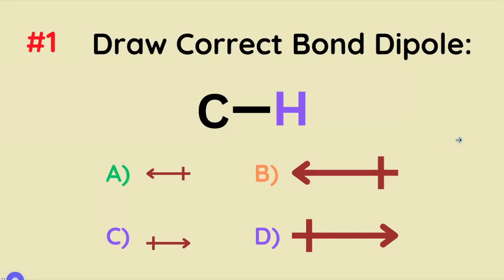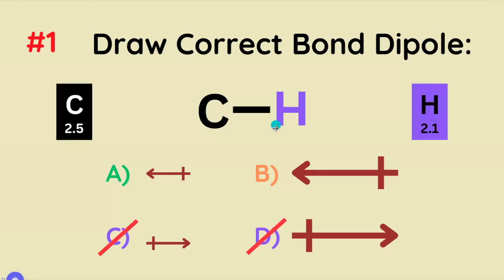What is the correct dipole illustration for the CH bond? First of all, we can eliminate choice C and D because the dipole must point in the direction of the more electronegative atom, as that's where the electron density is skewing, so it should go to the left.